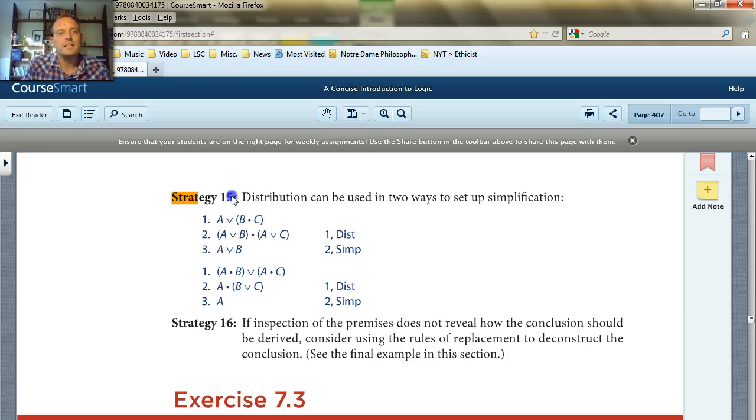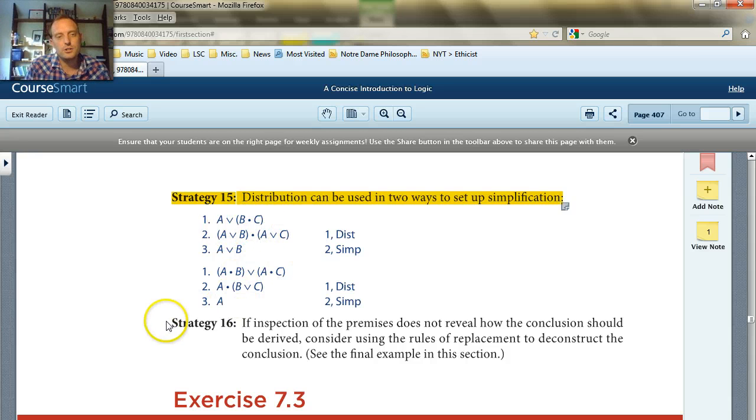Strategy 15. Distribution can be used in two ways to set up simplification. Let's see what this person did. They've distributed line 1 here, and then because there's that conjunction, they can cut out one side of these, or commutate it and cut out the other side, and that gives you A or B, right? So you can simplify by doing a distribution. Remember, distribution only works when you have 3 unique variables.